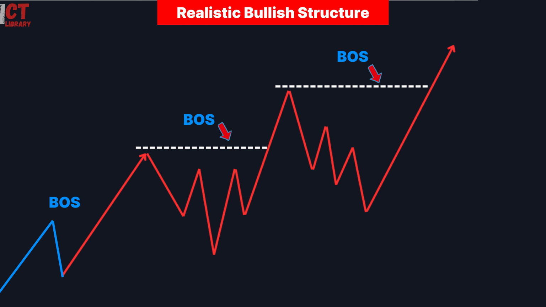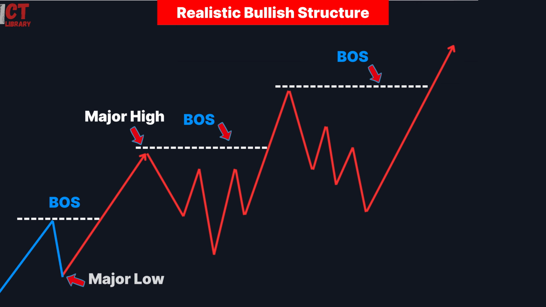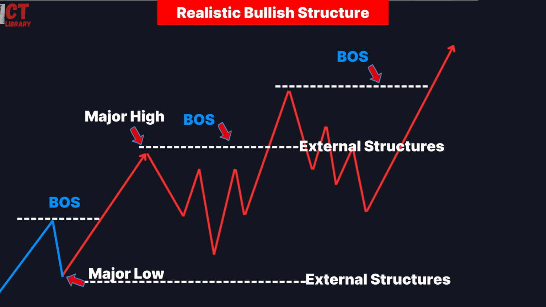To answer this, we begin by examining the price action to the left. We notice that price initially moved upward until it entered a retracement phase. The highest point reached before that retracement begins is defined as the major high. Meanwhile, the lowest point of the bullish leg that initiated the upward move leading to the break of structure is identified as the major low. These two points form our major external structures. Every price movement occurring between these two points is classified as internal structure.